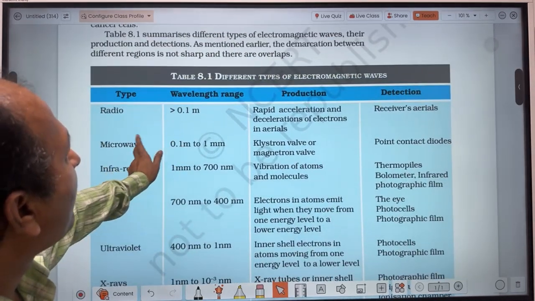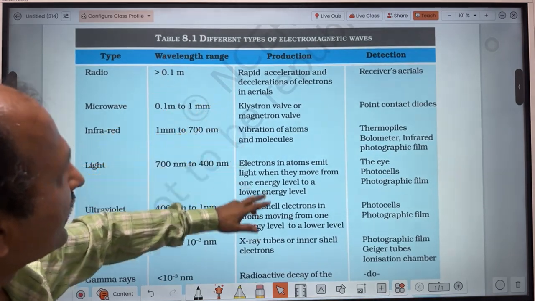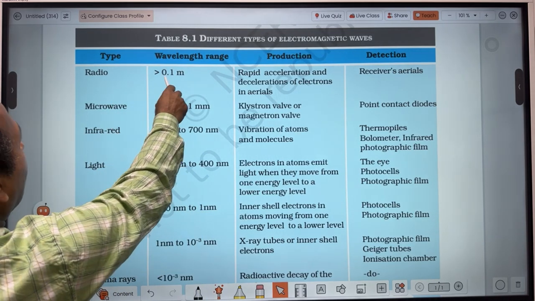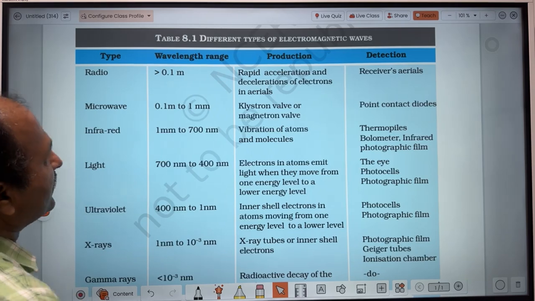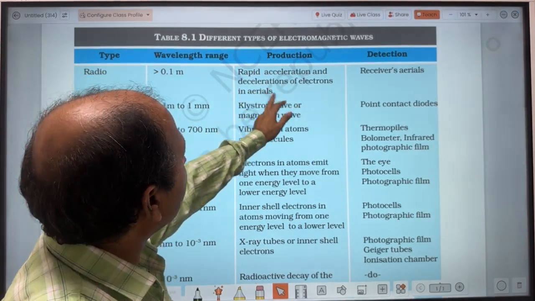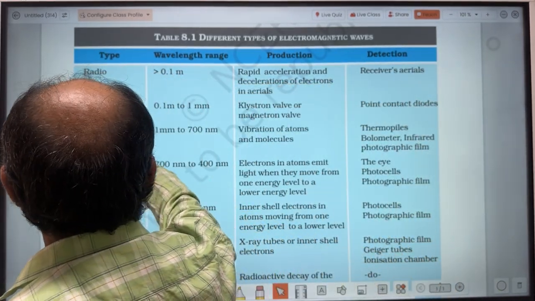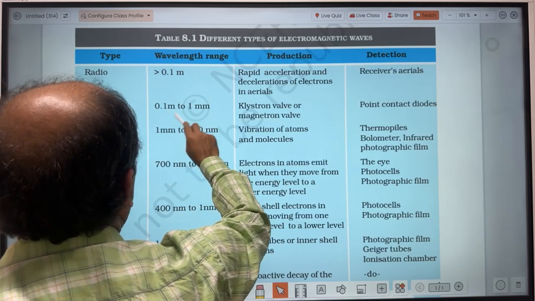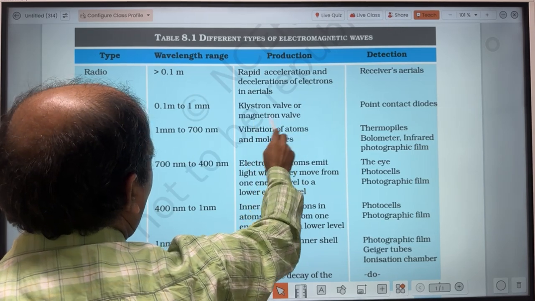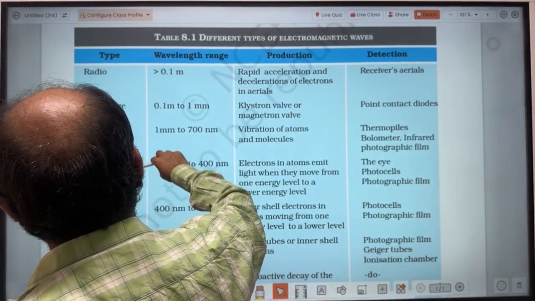So here we will see one table with the type of waves, their wavelengths, production and detection. This table is important for your exam. Radio waves: wavelength greater than 0.1 meter, production by rapid acceleration and deceleration of electrons in aerials, and detection by receivers' aerials. Then microwaves: wavelength 0.1 meter to 1 millimeter, production in klystron valve or magnetron valve, and detection by point contact diodes.